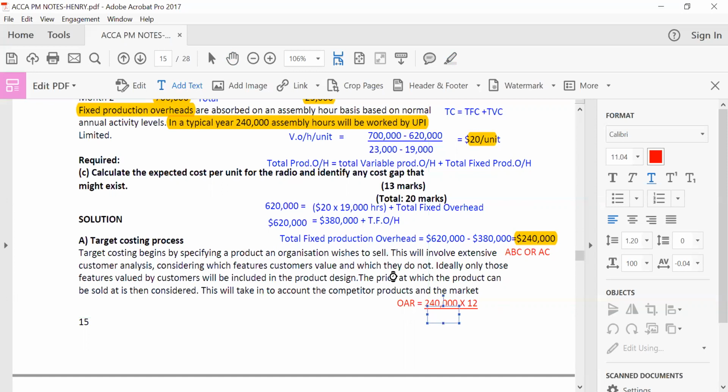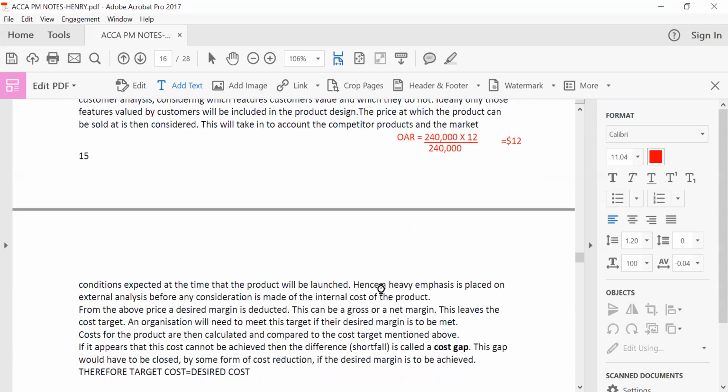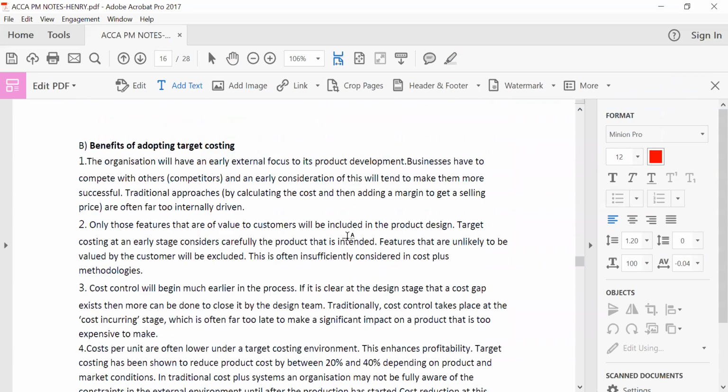So that is 240,000. Do not think that the 240,000 are the same values. They're different. One is a basis of absorption. One is the fixed overhead per what? Per month. So at the end of the day, we still get an answer of $12, right? So that ends it. That is the only bit that I would want you to be alert to.